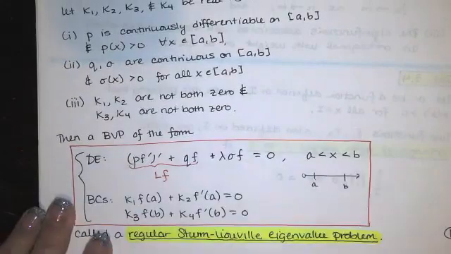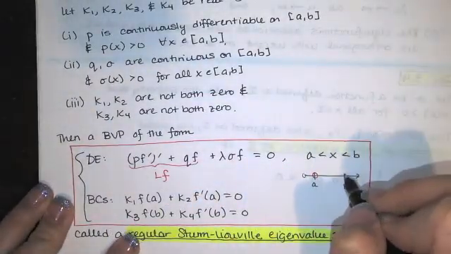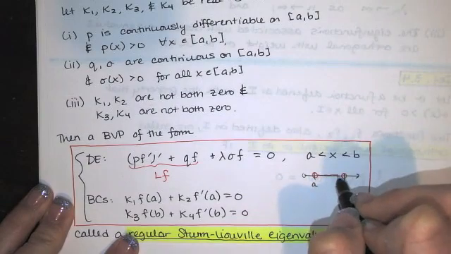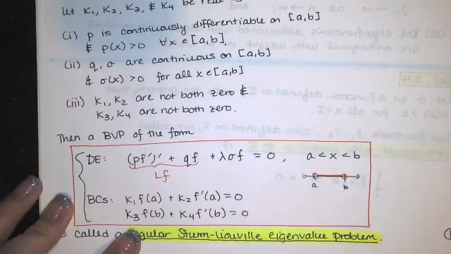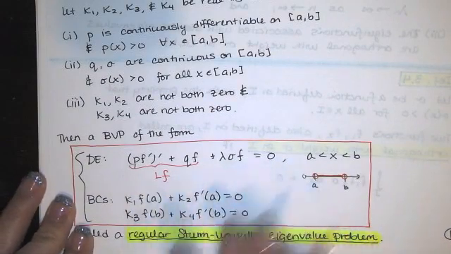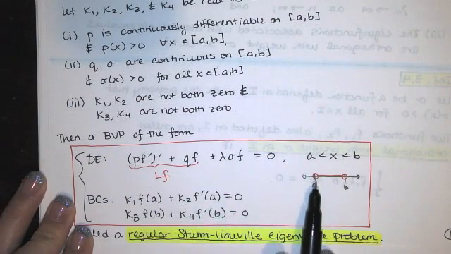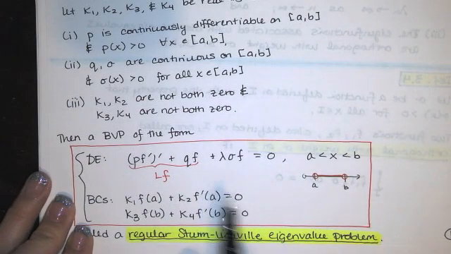So our concern is for functions defined on this interval from A to B, and we want the differential equation to be satisfied on the interior of that interval. This first boundary condition deals with the left endpoint. It says at x equals a, this is how f of a and f prime of a have to be related to each other.